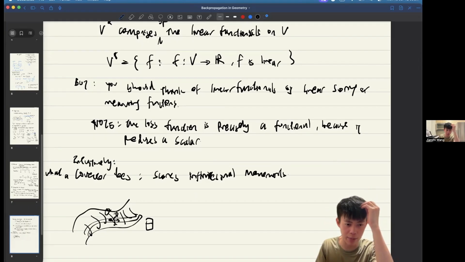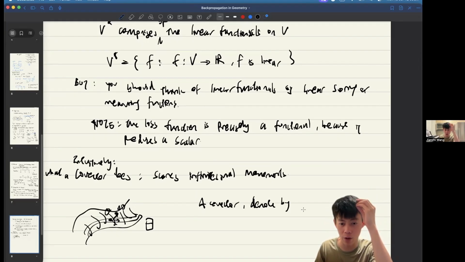Let's suppose we take an update in this direction. This is given by delta theta. A covector, let's say in this case, denoted by alpha, scores this delta theta. So it will score the movement delta theta and it will produce a real number.